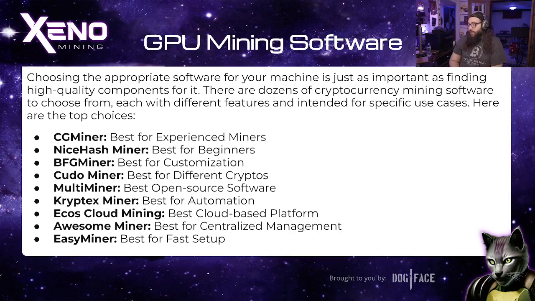Awesome Miner is designed for those who have a lot of mining rigs and want more control over the entire conglomerate of all those miners. So if you have a mining farm, Awesome Miner can be a very good resource. And then Easy Miner is, in a sense, like Nice Hash, but a little bit more independent. It'll mine one particular coin and you'll be paid for that one coin. Nice Hash converts everything to BTC.